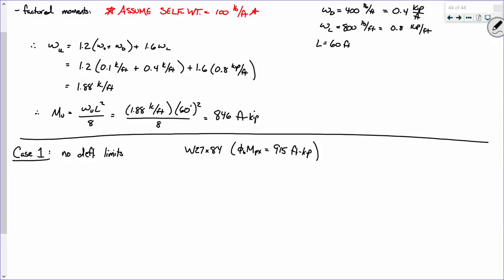One of the telltale signs that you probably should do this is look at these two numbers. I mean, we got a lot of capacity to work with, right? This is 846. This wasn't like 847. It's like 915. We got a little bit of room to work with. So it might be worthwhile. So let's update our loads.